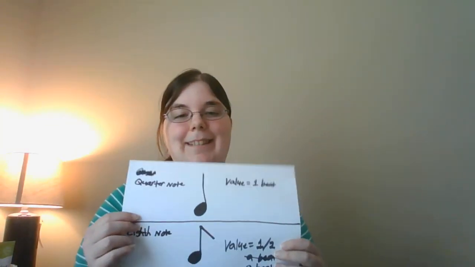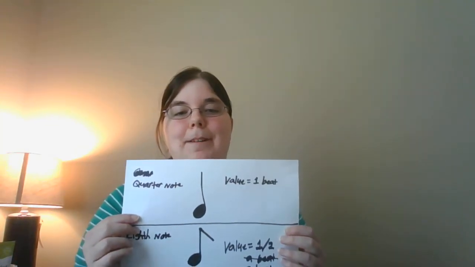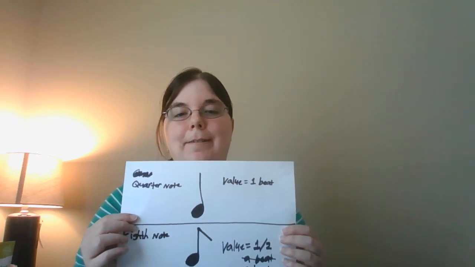So, 1, 2. This is a quarter note, and it's worth 1 beat. So when counting out this one, you just count 1, because there's no remaining beats to count out after that.